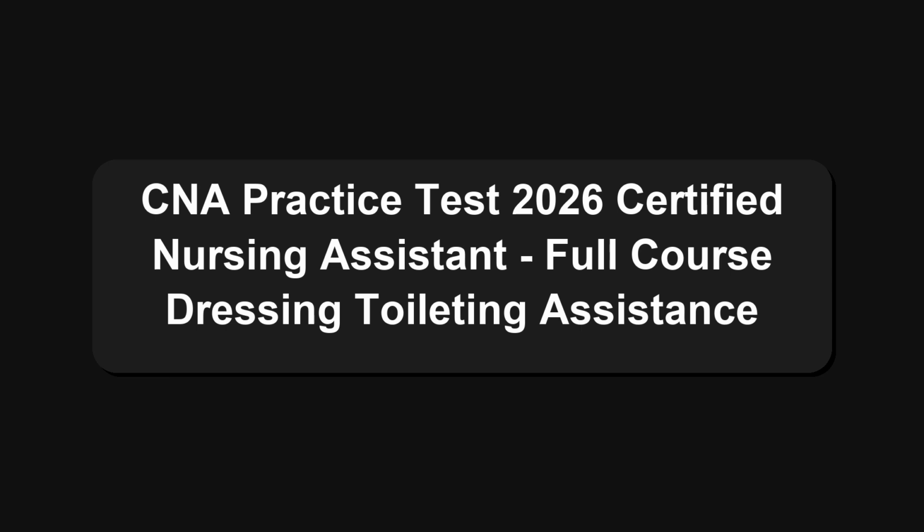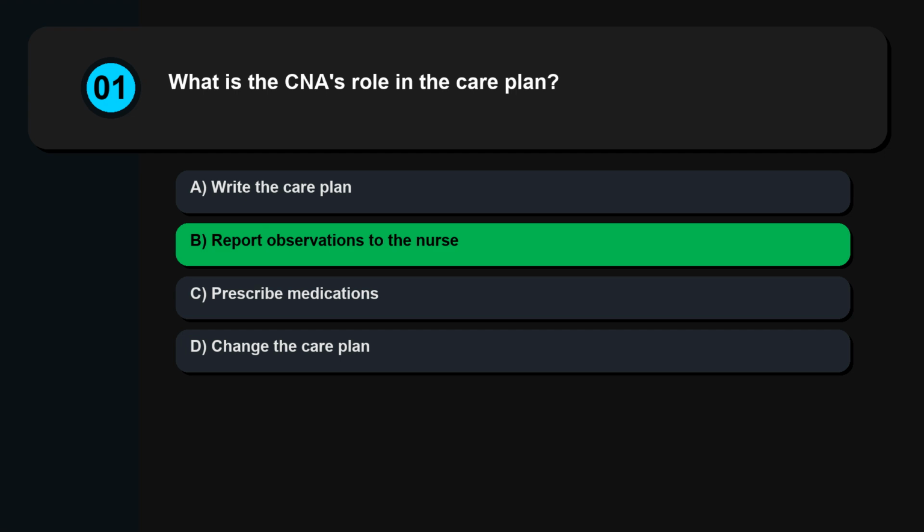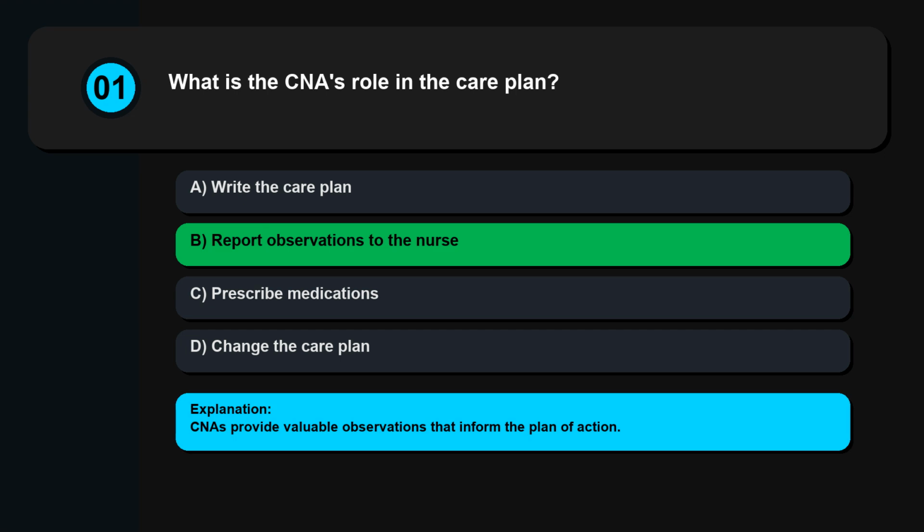CNA Practice Test 2026, Certified Nursing Assistant Full Course: Dressing, Toileting Assistance. Question 1. What is the CNA's role in the care plan? Write the care plan. Report observations to the nurse. Prescribe medications. Change the care plan. CNAs provide valuable observations that inform the plan of action.